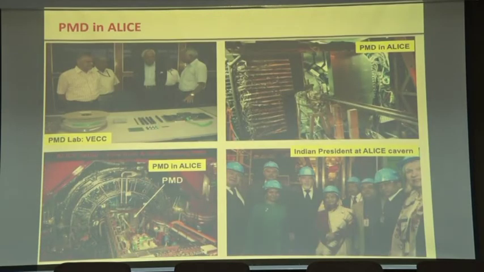And this is one picture where you can see people visiting the PMD Lab in VCC. This is the installed PMD in the Alice. This is the entire setup underground, which I said is bigger than Hawa Mahal and heavier than the Eiffel Tower. This is the entire system. And our then President Pratibha Patil also visited CERN to see what we are doing.